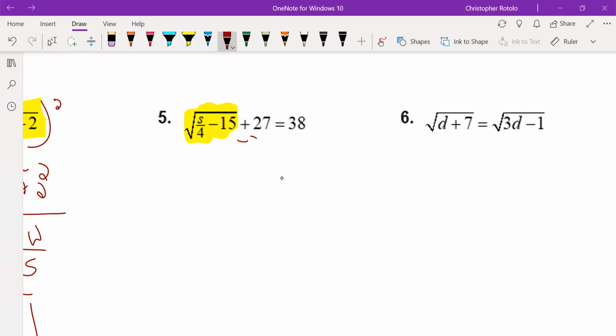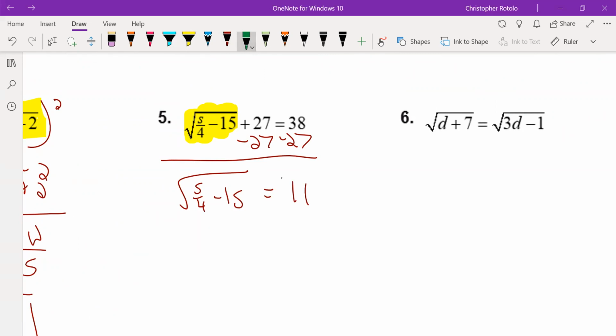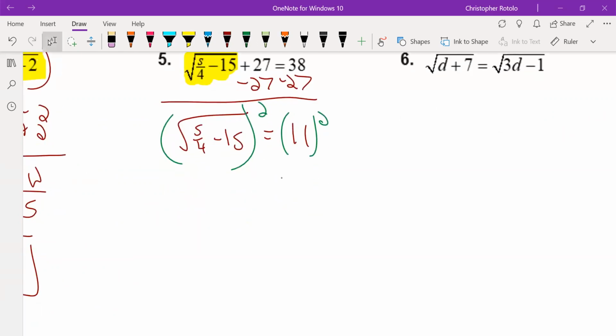It's not by itself, so let's get rid of the 27. The opposite of adding 27 is subtracting 27. So x over 4 minus 15, that's all under the square root. And then we're just going to subtract. We get 11 here. Now we're ready to square both sides. Oh, that's a good one. All right, I'm going to change this into an x right here because I keep thinking it's a 5. So x over 4 minus 15 equals 121.